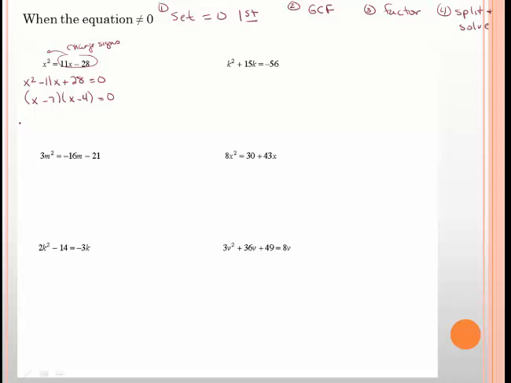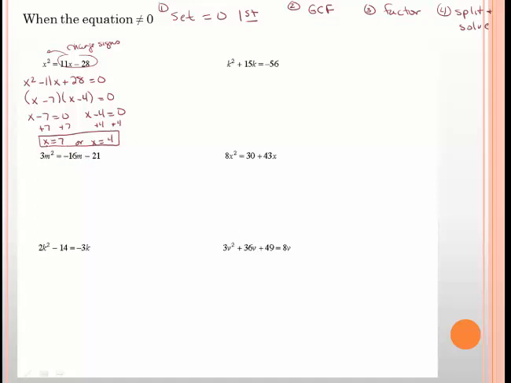I don't always have to use the x. Sometimes I can just do it in my head. So I have x minus 7 is equal to 0, x minus 4 is equal to 0. Add 7 to both sides to get x is equal to 7. Add 4 to both sides to get x is equal to 4. And those are my answers.